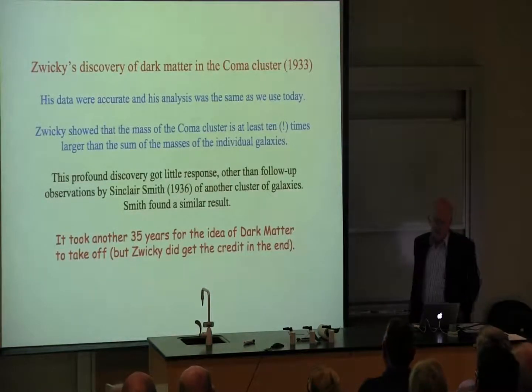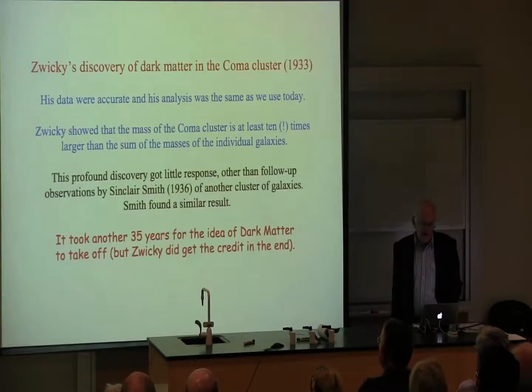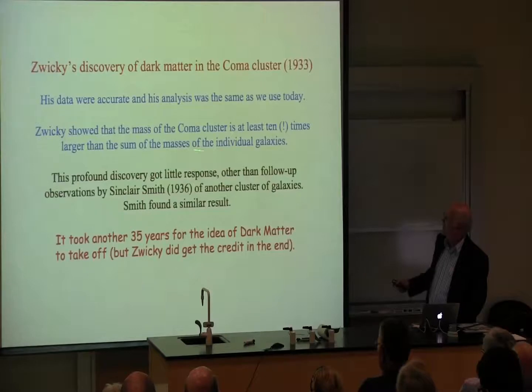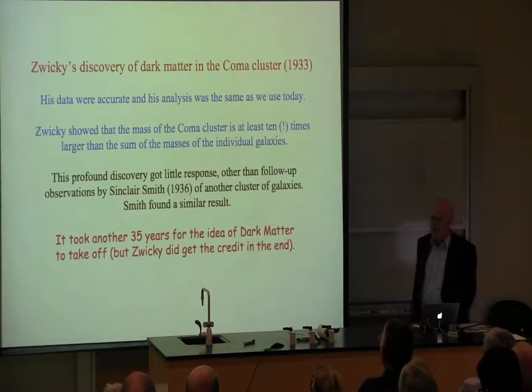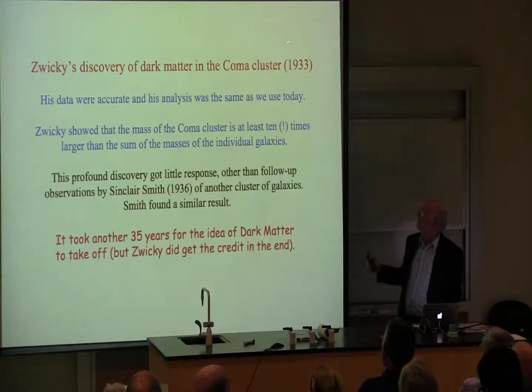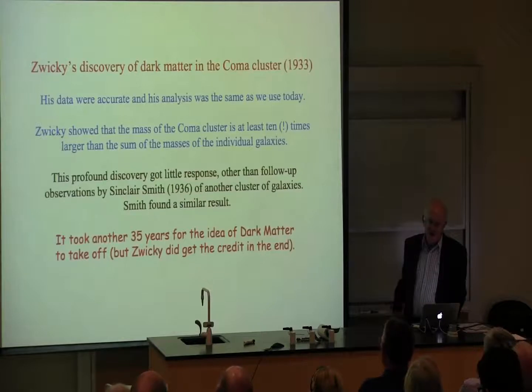So, Zwicky's discovery of dark matter in the Coma cluster, 1933. His data were accurate. His analysis was the same as we would use today. He showed that the mass of the Coma cluster is at least 10, closer to 20 times larger than the sum of the masses of the individual galaxies. This paper came out first in a rather obscure Swiss journal in 1933, but then it came out again in English in 1937.